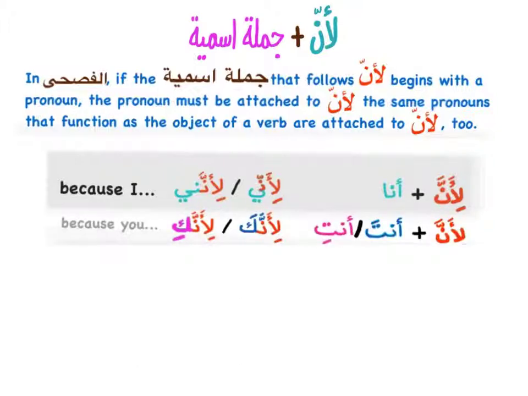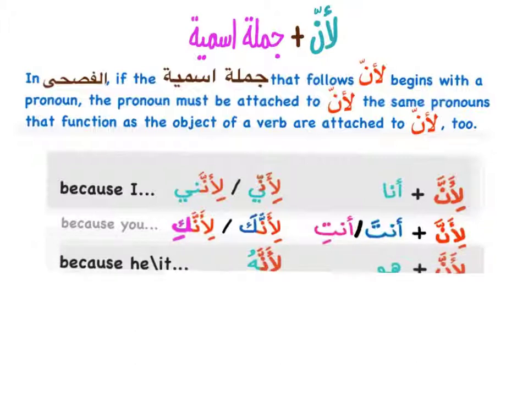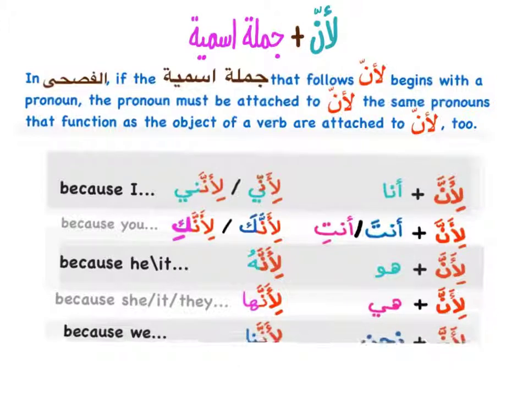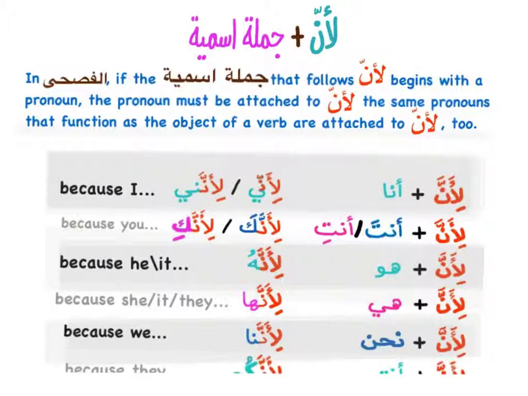For لأن plus أنت or لأن plus أنتِ, as in masculine or feminine, it becomes لأنك. For لأن plus هو, لأنه. For لأن plus هي, لأنها, because she, because it, because they. And we have لأن plus نحن, which is لأننا. Yay. And then last, لأن plus أنتم becomes لأنكم.